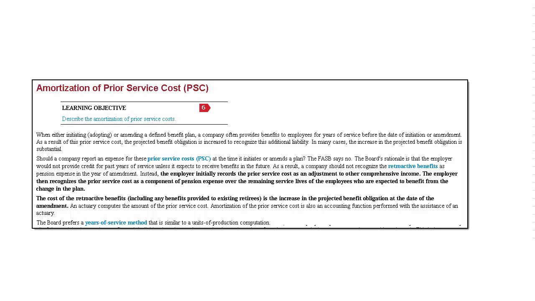All right, now, companies will rely on actuarial services to compute the prior service cost, but the amortization of the prior service cost is the responsibility of the accounting function. Now, FASB indicated that the preferred method would be a years of service method, and I want to illustrate that next.